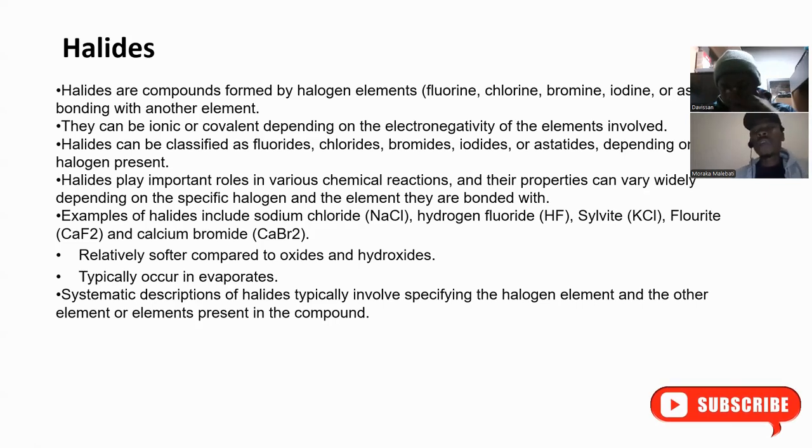But all of these halides are generally softer compared to oxides and hydroxides, and typically they occur in evaporites, meaning they form when something evaporates and leaves them behind, especially in arid and semi-arid regions, when we've got saline water, especially also in lacustrine settings or in shallow seas. When evaporation happens over millions and millions of years, the remaining material will form these halides.